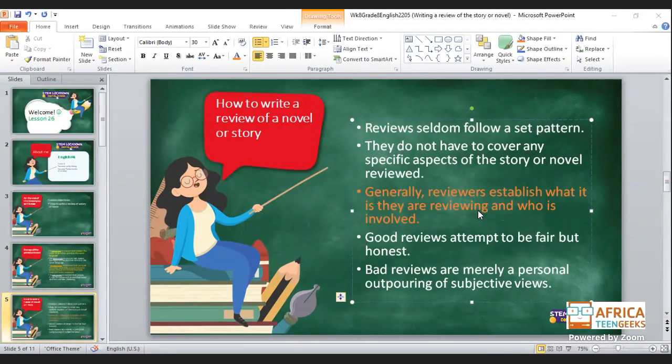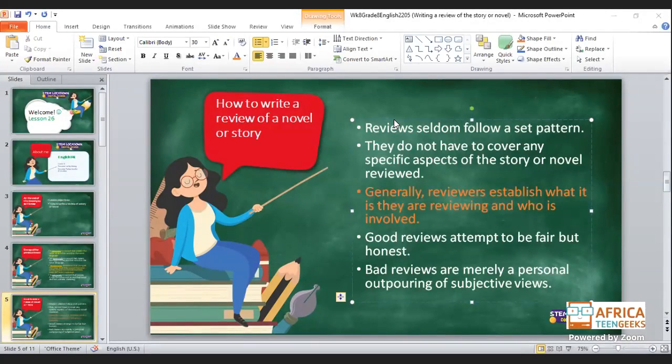novel? Like, you ask yourself what it is which you are reviewing. Is it a novel? Is it a story? Is it a CD? Is it an album? Is it a movie? Is it whatever it is which you are reviewing? First, you need to establish. Why? Because once you've established that, then you will know what you are going to write. Okay.